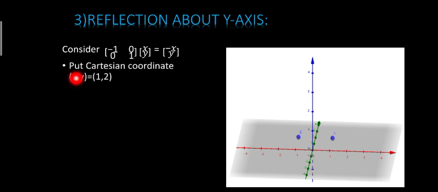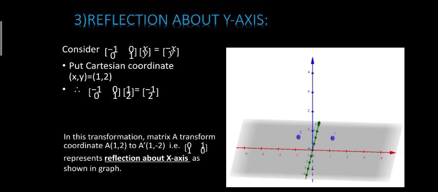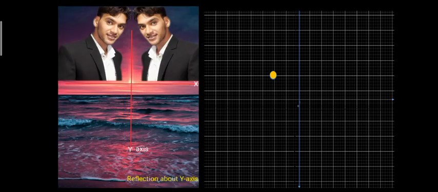Now put x comma y equal to 1,2. Therefore after multiplication of this matrix with 1 2 it gives -1 2. So in this transformation point A 1,2 is converted to A dash -1 2, and it shows the reflection about y axis as shown in the graph. So it reflects the point about y axis, and let us look, this image is converted about y axis.